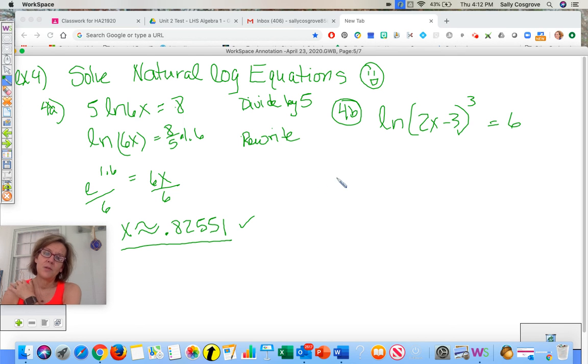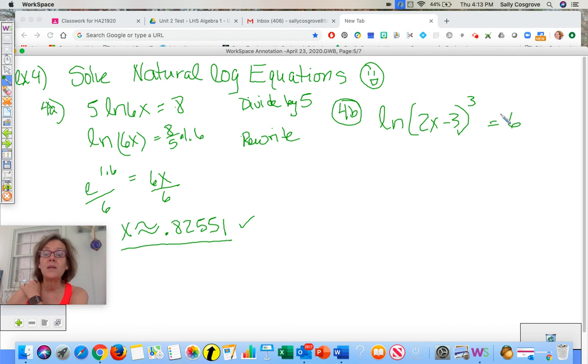All right, so how is this one any different than the one that we just did? Well, the one we did originally already had the 5 out front, but think, where was it? It was right here on the 6x. So what do we have? We have 2x minus 3 as our argument in parentheses, and then outside of that, the 3.